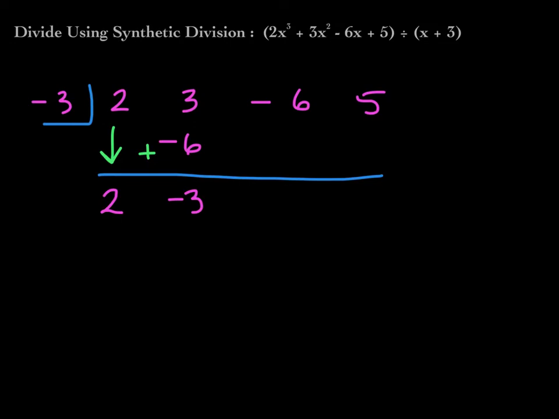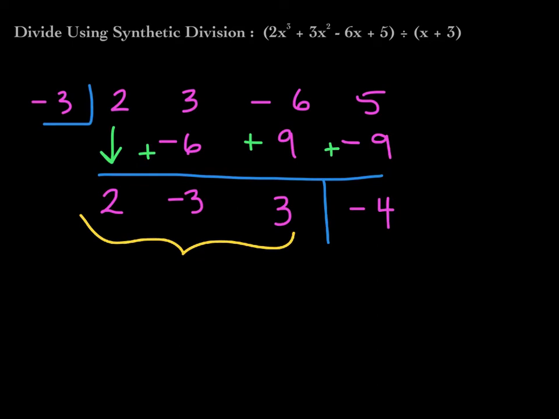And then you repeat the process over and over again. So negative 3 times negative 3, positive 9. Add. Negative 6 plus 9, 3. Negative 3 times 3, negative 9. Add. Negative 4. Many times I put a vertical bar here. This here is your quotient, and then this here is your remainder.